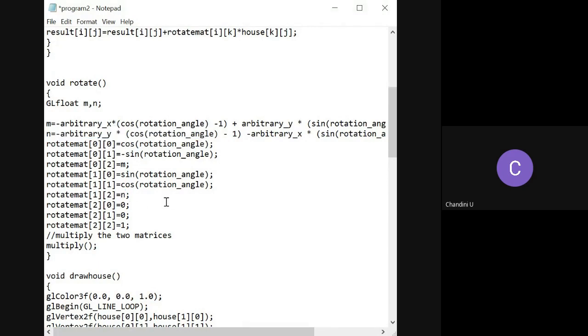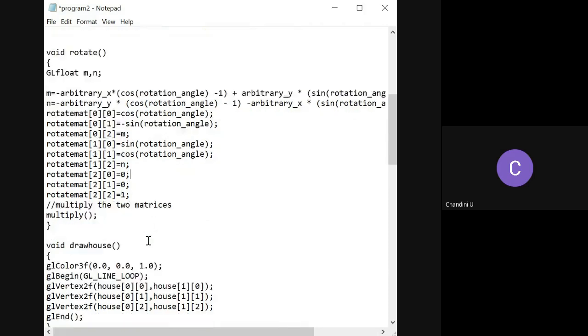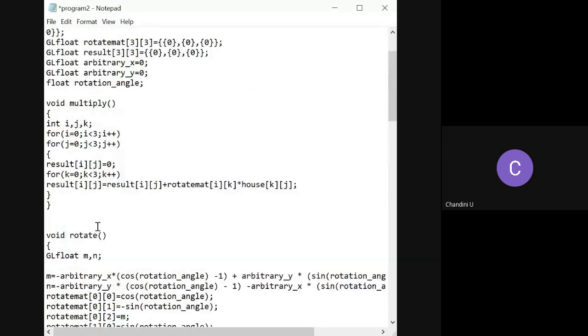All right. Now once the rotation matrix has been constructed, you can just invoke the multiply function. So you go to the multiply function. This function will multiply the original object matrix with the rotation matrix. That is what we have seen: P dash equal to P into R of theta. P is the original object and R is the rotation matrix, right? So multiply that and store it in a variable called result. Since this is a matrix multiplication, you need to have these many for loops.